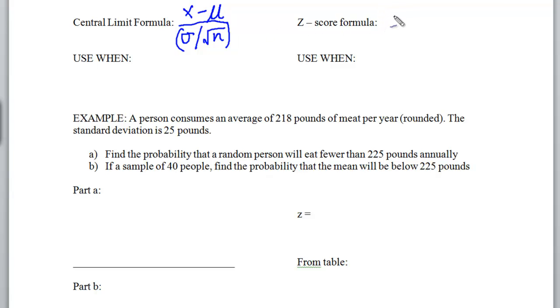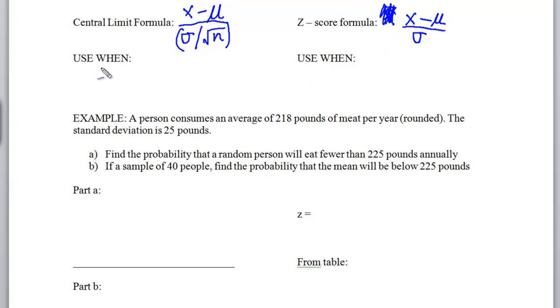Now remember that the z-score formula is the target value minus the average, divided by the standard deviation. So you get to wonder, oh my gosh, when do I use this formula, and when do I use this formula?